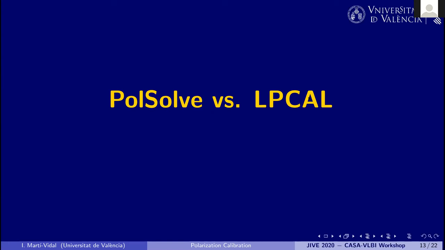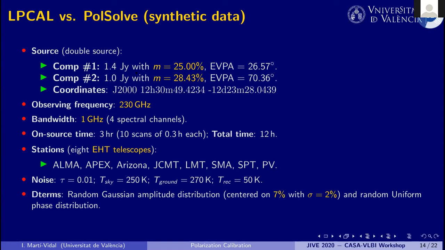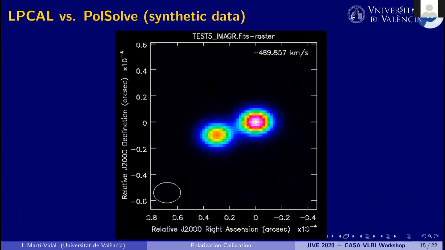Okay, so I made some comparisons with synthetic observations. I simulated an observation with the Event Horizon Telescope using a subset of antennas. I simulated a double source with a very high fractional polarization. The D-terms were not that high; they were of the order of less than 10%. I would say that it's the normal quantities that you can find, especially at high frequencies. And this was the simulated double source, which has a strong fractional polarization, which is different in its subcomponents.